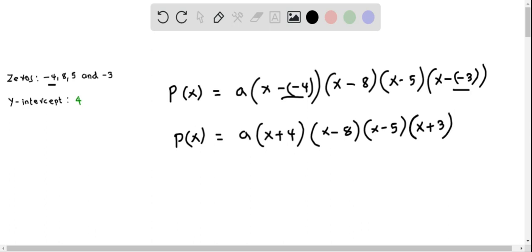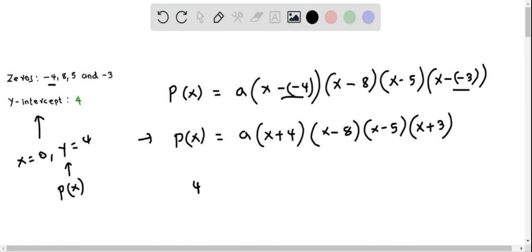To determine the value of a, we will utilize this information, that is y-intercept equals 4. That is when x equals 0, y equals 4. Otherwise, this y represents the polynomial notation, that is p of x. So we have to put x equal to 0 and p of x equal to 4 into this polynomial function.